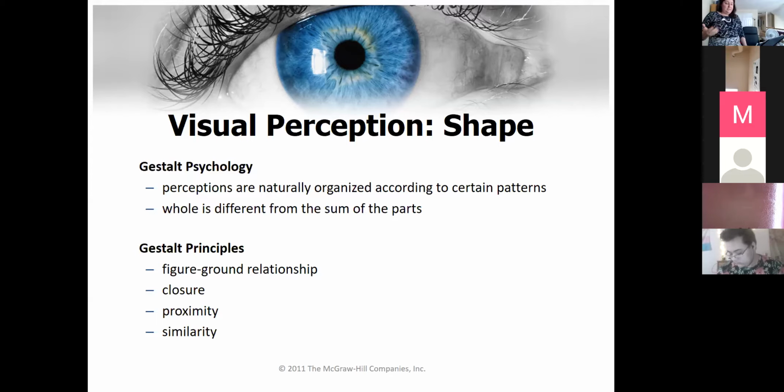Closure is a Gestalt principle which says that if we see a disconnected or incomplete figure, we are able to close it in our mind and we see a whole. Proximity is a second Gestalt principle where individuals see objects as close to each other, and they tend to group them together or associate them. And the third Gestalt principle is similarity. When objects are similar, we also tend to group them together. So we tend to group objects together if they are close to each other or if they're really similar to each other.